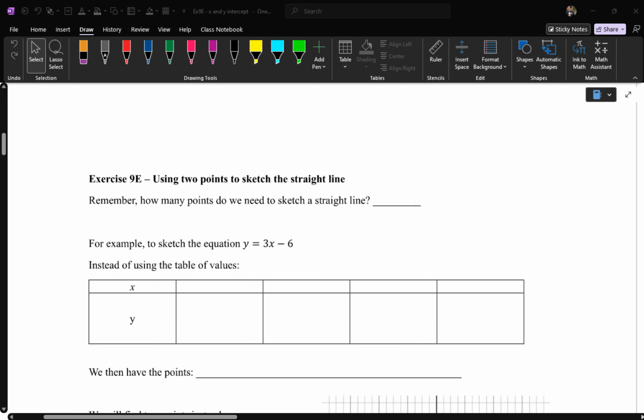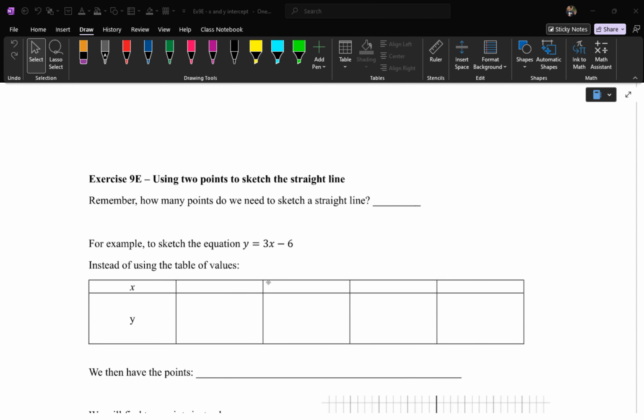Hey there, year 8. In this video, I'm going to go through the notes for exercise 9E, and this is about finding the x and y intercepts. What I'm going to do is use Desmos from Google to show you the logic of what the x and y intercept is and how you can use it.